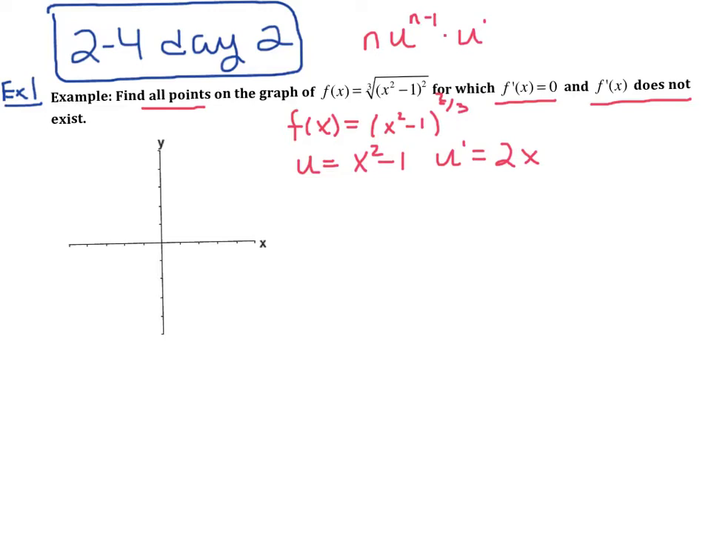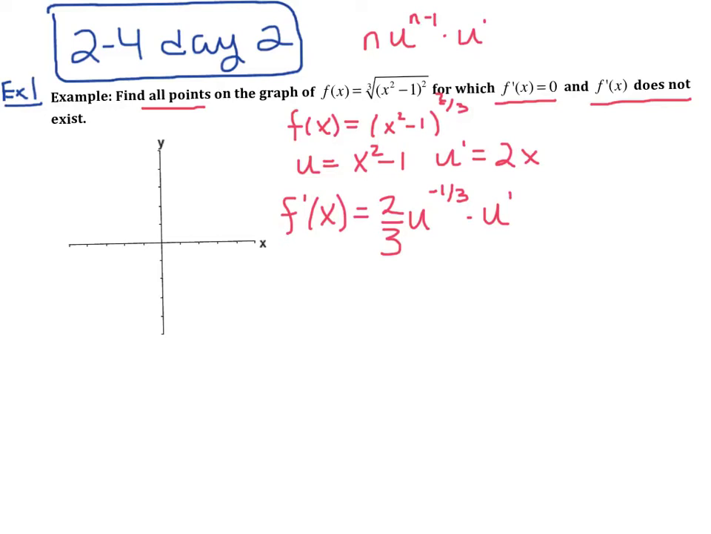Okay, so using the general power rule, I've said that enough now, we've got f prime of x would be equal to n, which is 2/3, times u to the 2/3 minus 1, which is negative 1/3, times u prime, which, be very careful here. Notice that that's not u to the first, it's u prime. So be very careful that you keep track of that.